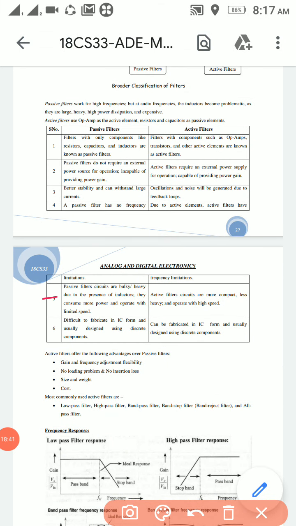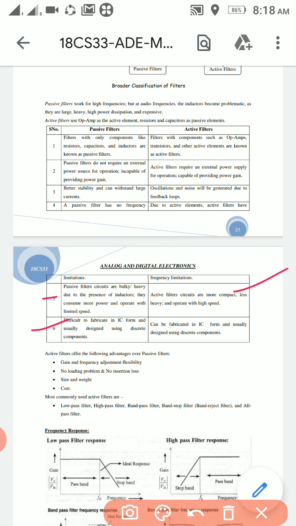The fifth difference: passive filter circuits are bulky and heavy due to the presence of inductors. Because inductors are connected in these filters, the circuit looks bulky and heavy, consumes more power, and also operates with limited speed. But active filter circuits are more compact and less heavy, and operate with high speed.